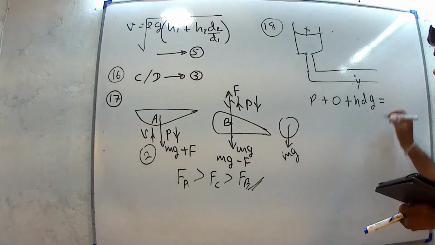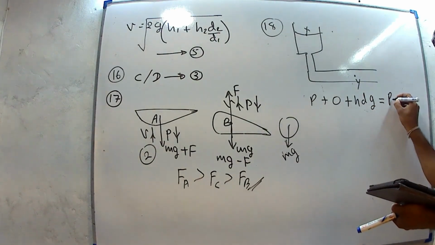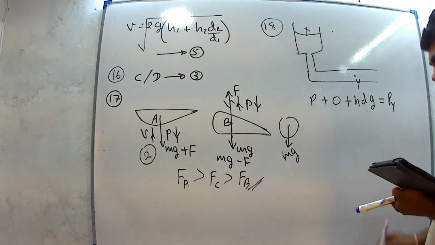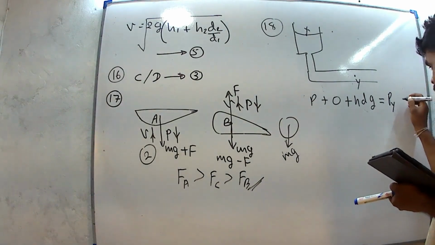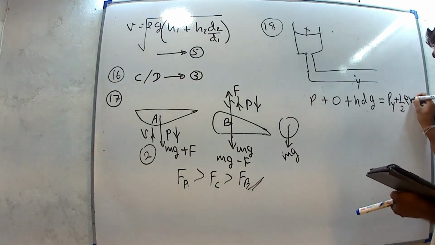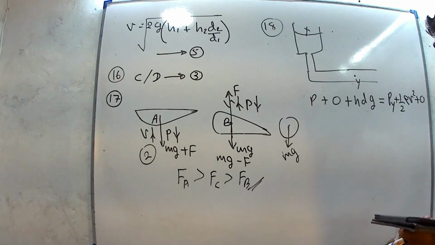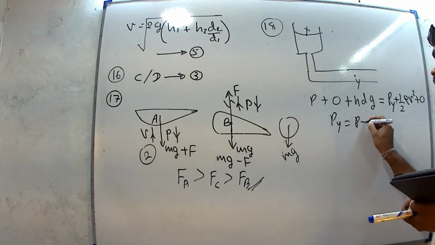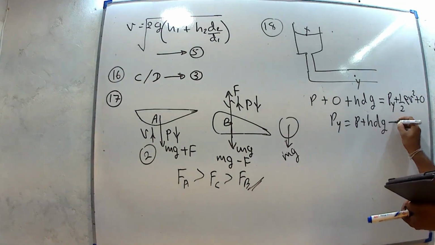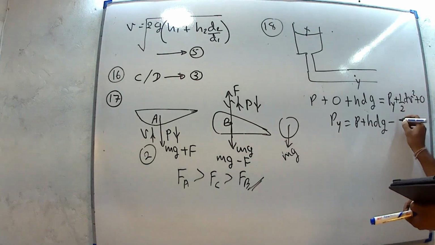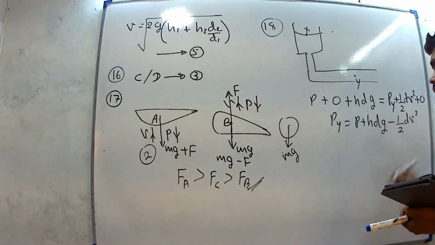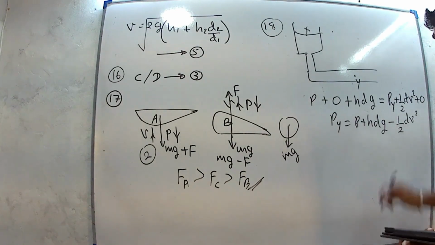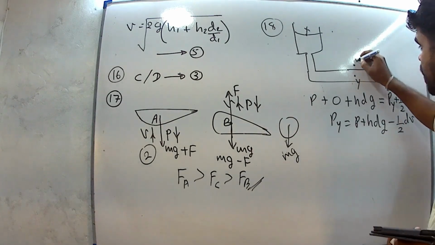This should equal the pressure at y, plus the velocity term, half rho v squared. The h rho g term is 0. Now we get the pressure at y as P plus h d g minus half d v squared, where density is d. Now they have given that atmospheric pressure is P naught. Therefore, the pressure at this point is P naught.